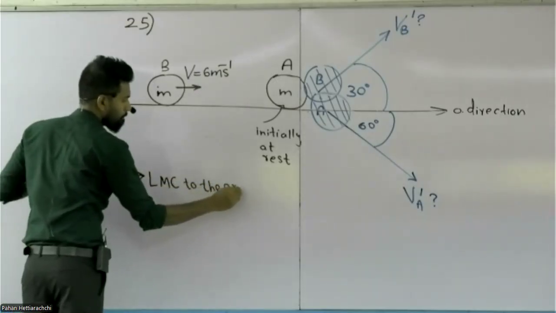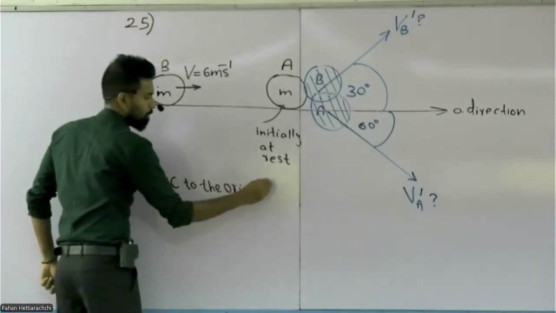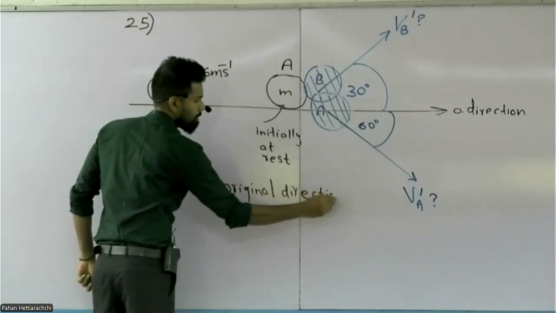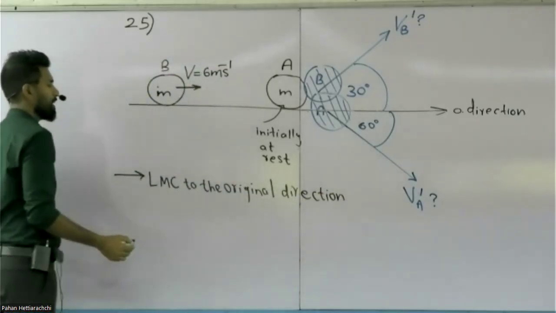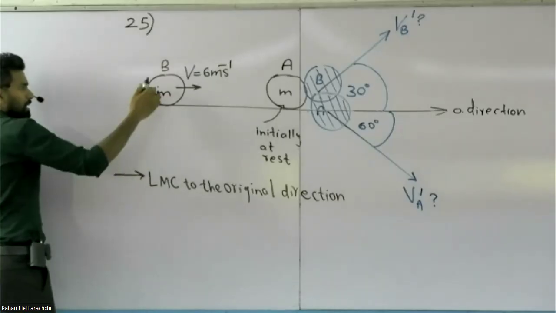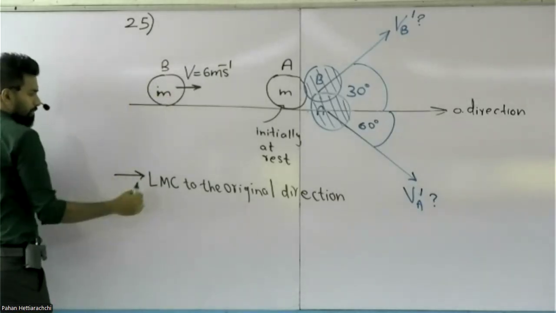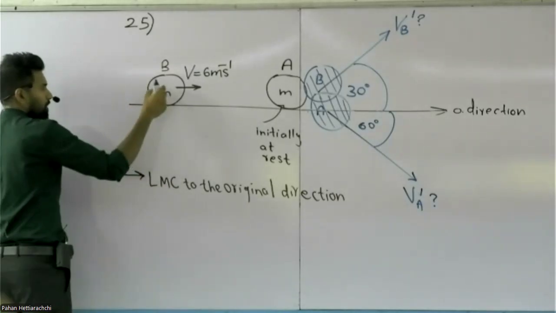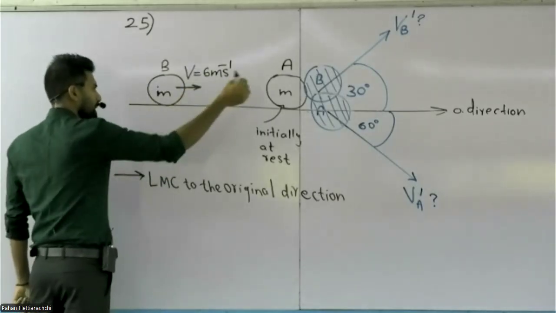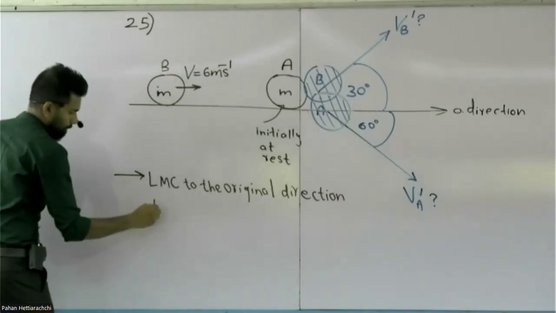I'm going to apply linear momentum conservation to the original direction. So the linear momentum before the collision can be equalized to the linear momentum after the collision.